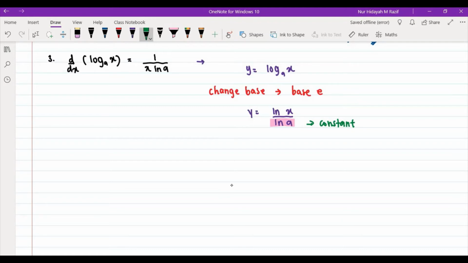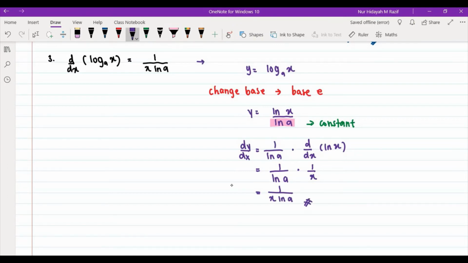If you want to differentiate this, then you will get dy by dx is 1 over ln a multiplied by the derivative of ln x. And we have seen in the first property just now, differentiating ln x with respect to x will give you 1 over x. So I just copy 1 over ln a, because that is still a constant, multiplied by 1 over x, and we can simplify that as 1 over x multiplied by ln a, and that is what the property told you just now.